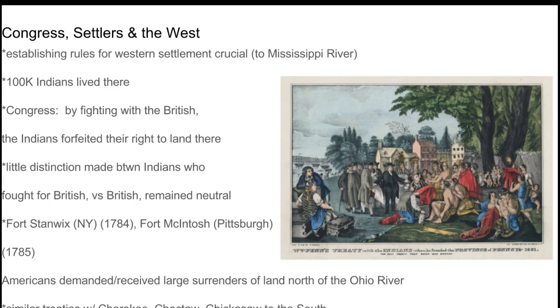There was not a big distinction between any of this, between the Indians that fought for Britain and the Indians that were neutral in this. They didn't care. The Americans set up Fort Stanwix in New York and Fort McIntosh, which is now at Pittsburgh, and that was to defend that western territory.